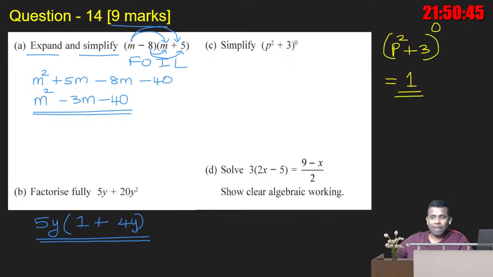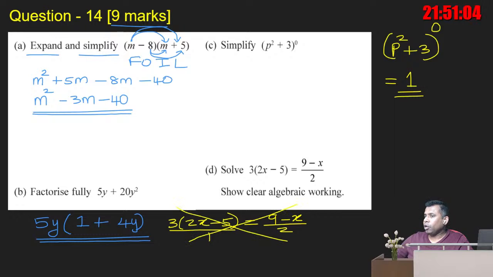I don't have enough space here. So I'm going to do this one, 2x minus 5, bracket close, equals 9 minus x over 2. So you can consider there is a 1 underneath this one and cross multiply. So you can cross multiply 2 times 3, it's going to be 6 times 2x minus 5 and 9 minus x. Expand the brackets, I'm going to continue here. 12x minus 30 equals 9 minus x.